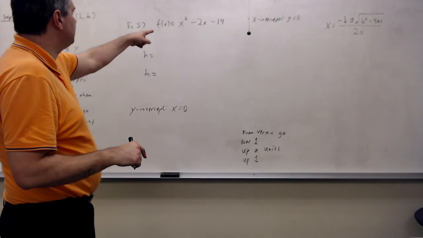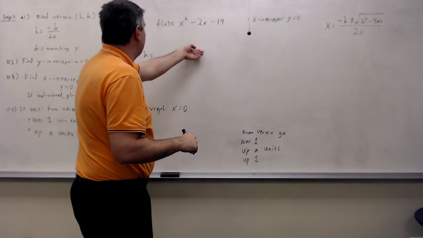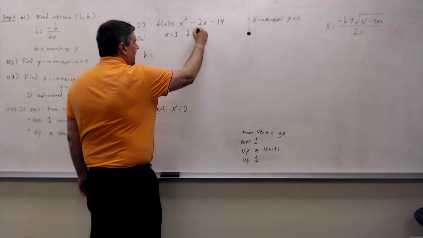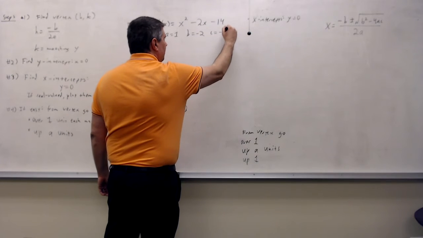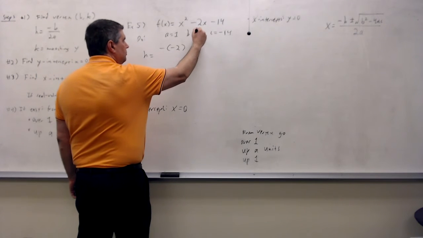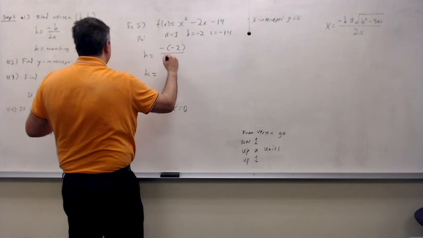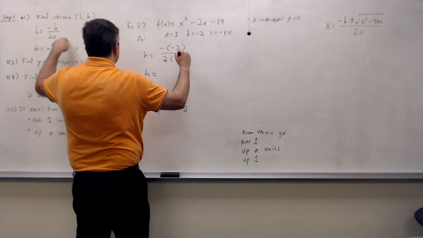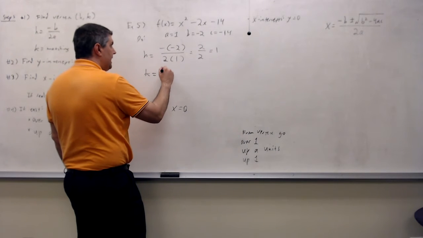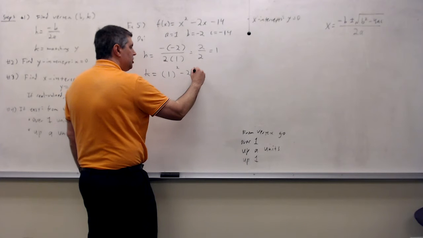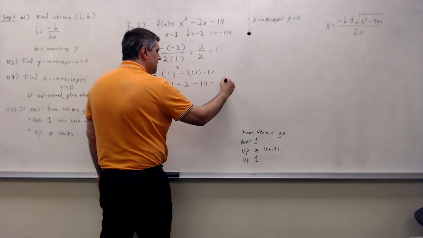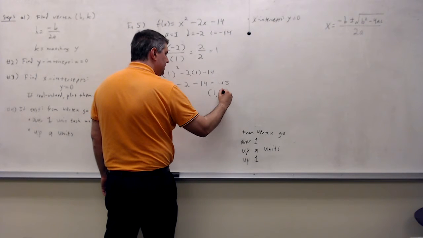So here's example 5: x squared minus 2x minus 14. A is once again 1, B is negative 2, and C is negative 14. So h equals negative negative 2 over 2 times 1. So 2 over 2 is 1. So k equals 1 squared minus 2 times 1 minus 14. 1 minus 2 minus 14 is negative 15. So the vertex is 1, negative 15.